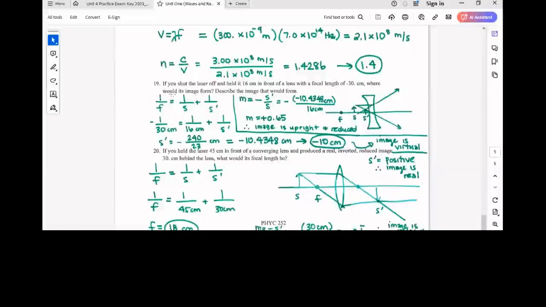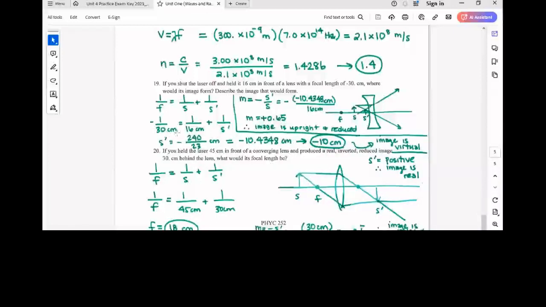So we are adding the reciprocal of the object distance, that's 1 over s, to the reciprocal of the image distance, 1 over s prime. That gives us the reciprocal of the focal length, 1 over f. And we know everything in that expression except for s prime, so we can just solve for that. And we've got s prime as negative 240 over 23.